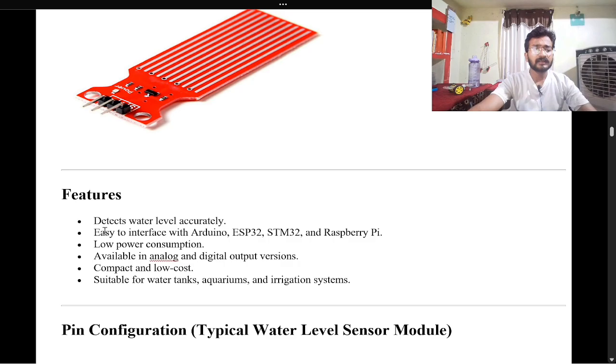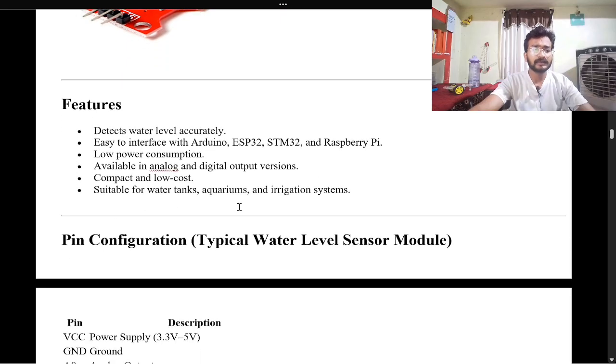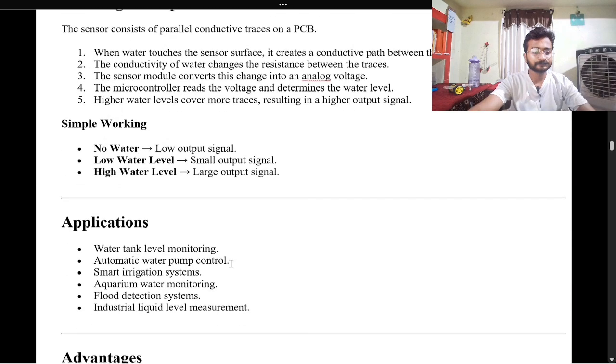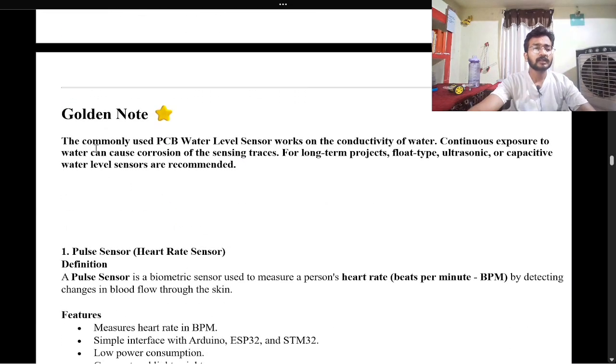These are the features: detect water level accurately, easy interface with Arduino, ESP32, STM32, and Raspberry Pi. It consumes very low power, available in analog and digital output version, compact and low cost, suitable for water tanks, aquariums, and irrigation systems. This is the pin configuration. We have 4 pins in total, and these 4 pins are connected to the microcontroller. This is the golden node.